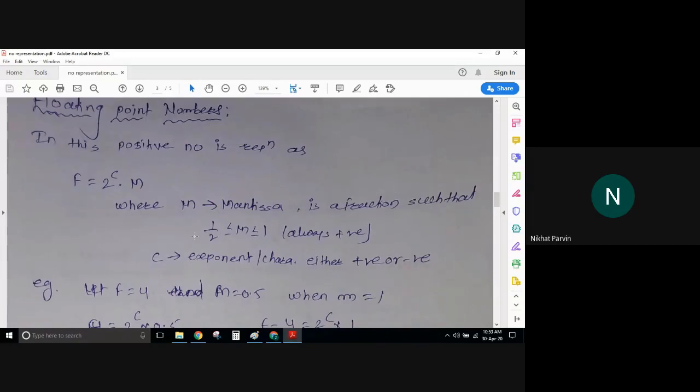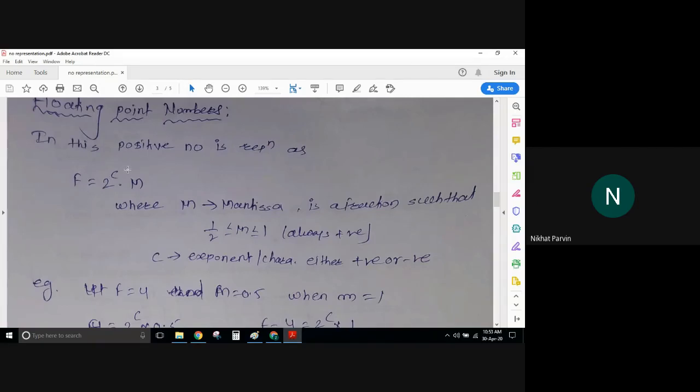Now let us see how to represent my decimal number using a floating point number. Okay. For example, let us say f equals 4 or 4.5. Let us say I will see only the integer part first, then we'll see integer and fractional both. F equals 4, I want.